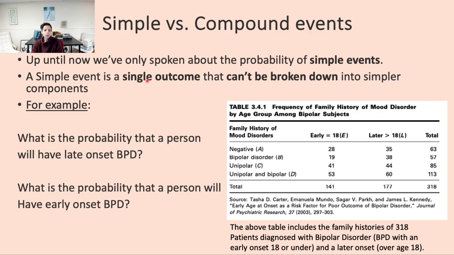So simple events are single outcomes that can't be broken down into simpler components. So what if we want to look at the probability that a person will have a late onset bipolar disorder? That's a simple event. That's a single outcome. Late onset bipolar disorder, that's 177 individuals, okay, out of 318. What is the probability that a person will have early onset BPD? Well, that's again a simple event. That's a single outcome. That's 141 individuals, okay, out of 318.